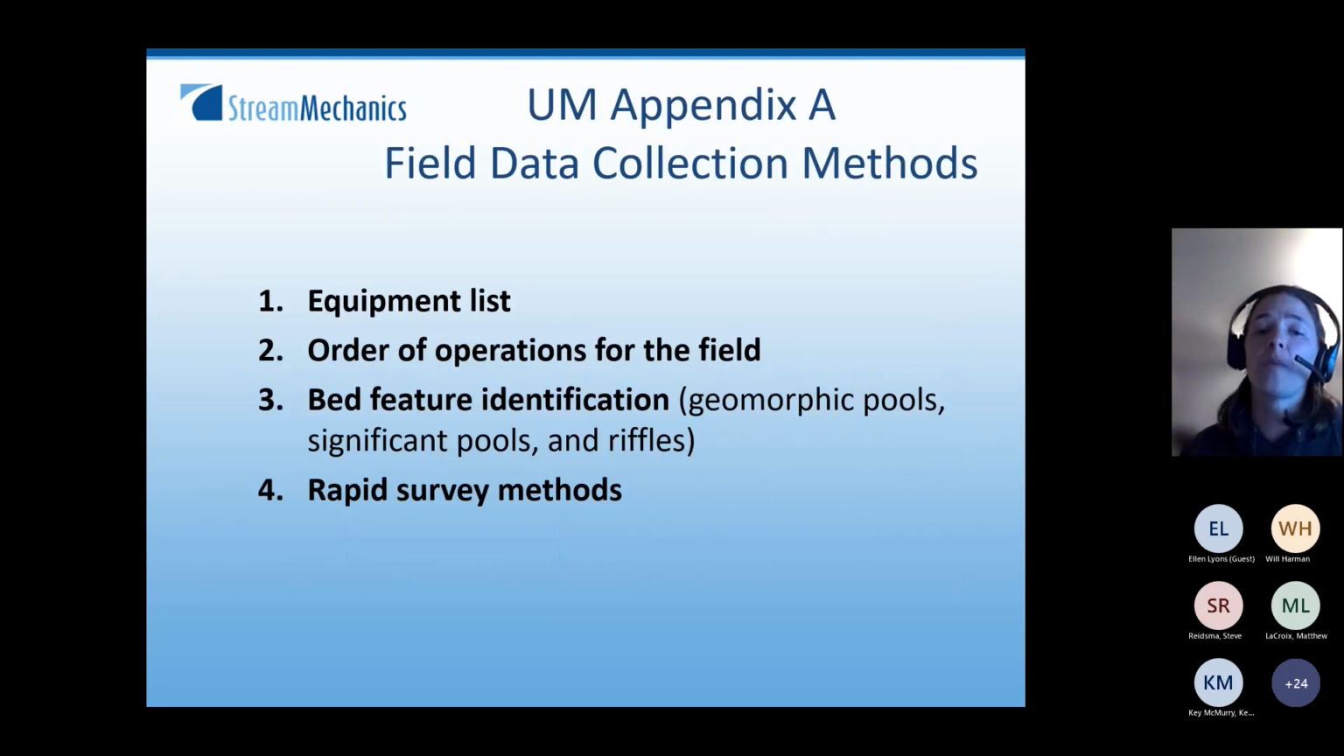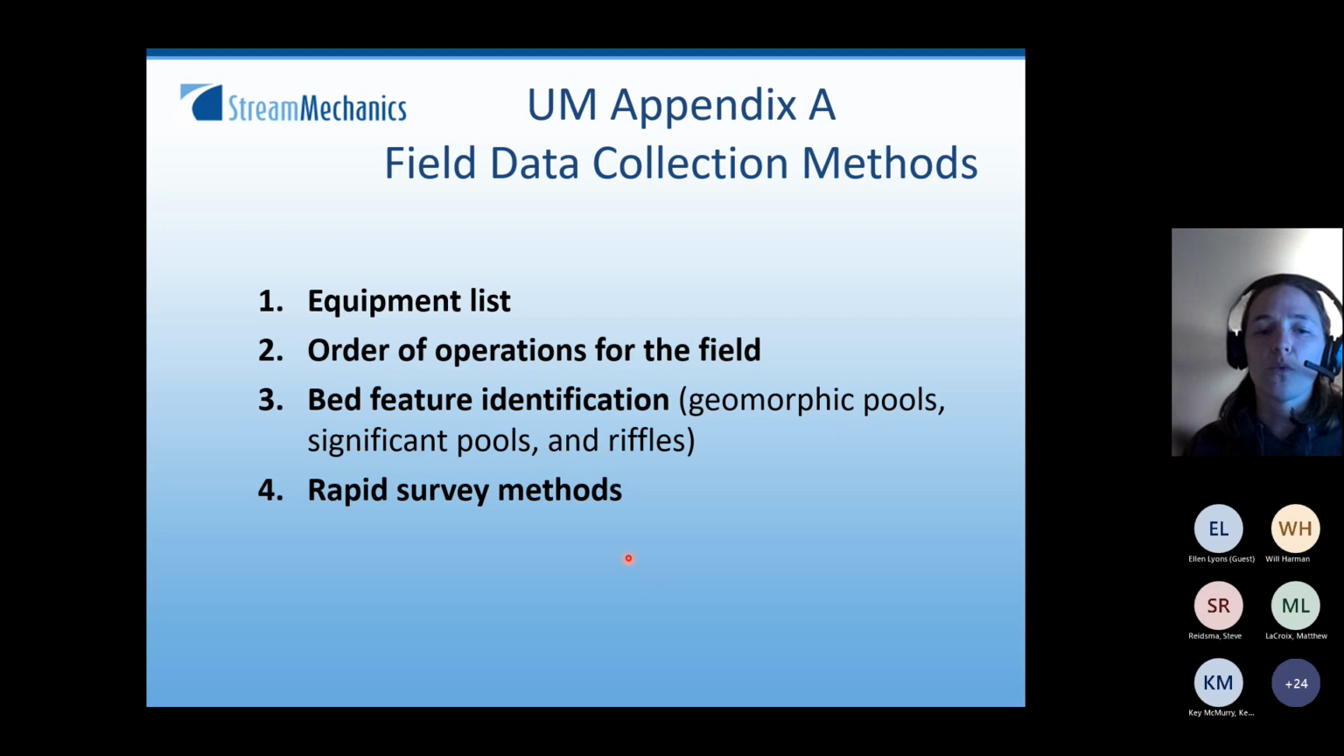The user manual Appendix A also includes an equipment list, an order of operations for the field. It'll help you with bed feature identification, because that can vary so much between different programs and different specialties. We just wanted to make sure we are clear about what the SQT counts as different bed features. So what are pools and what are riffles?